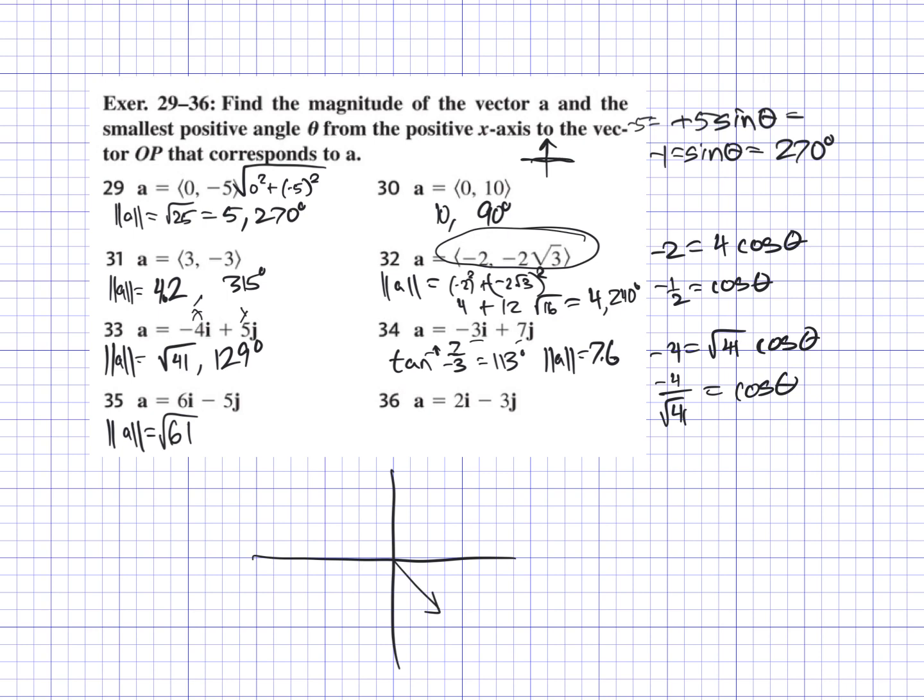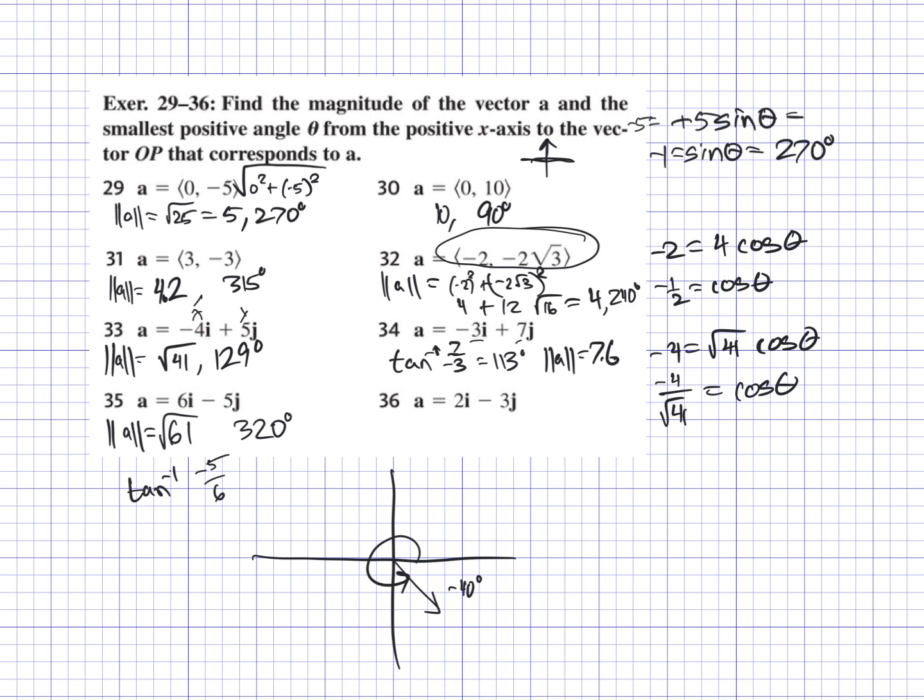So we can take the arctangent of -5 over 6. So the arctangent of -5 divided by 6 gives us -39, -40 degrees. So what is theta then? Well, it'd be 320 degrees.